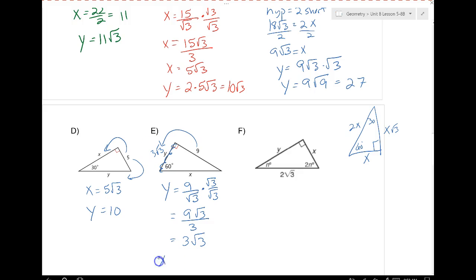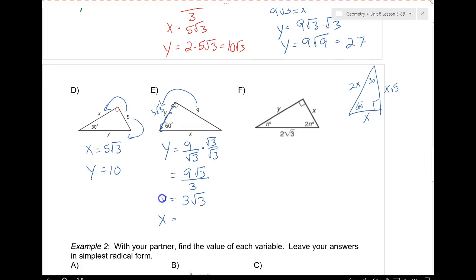All right, guys, how do I get to x? Multiply by 2. So 2 times 3 root 3, which gives me? Does anyone want to go back to what we did on the very front page? Because that's what we'd have to do otherwise. I like this better.